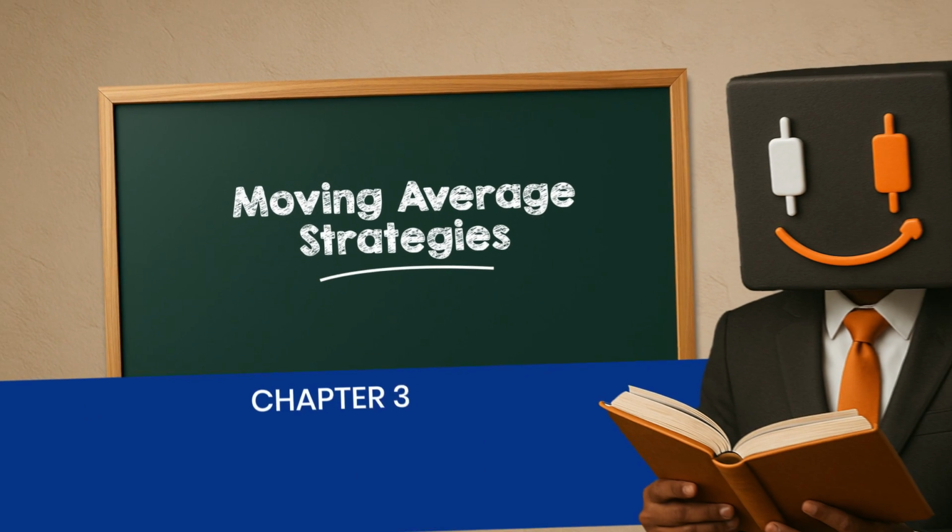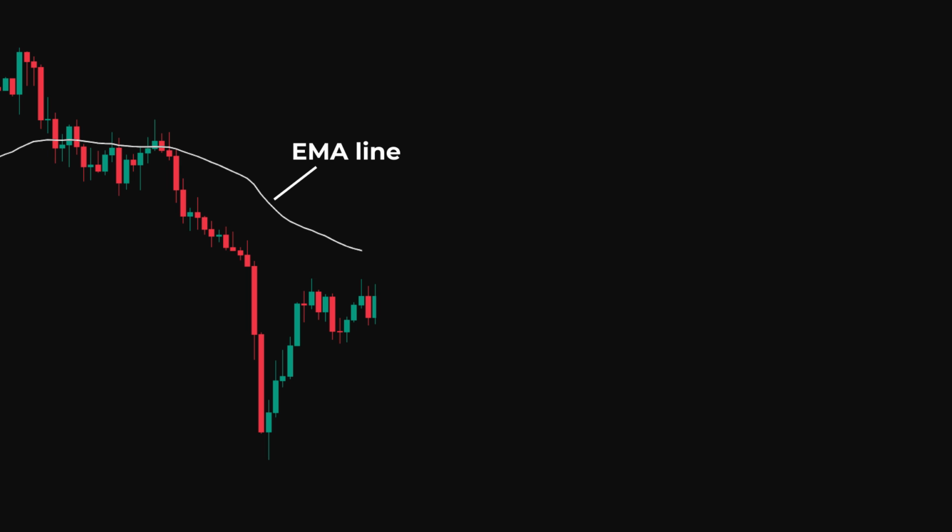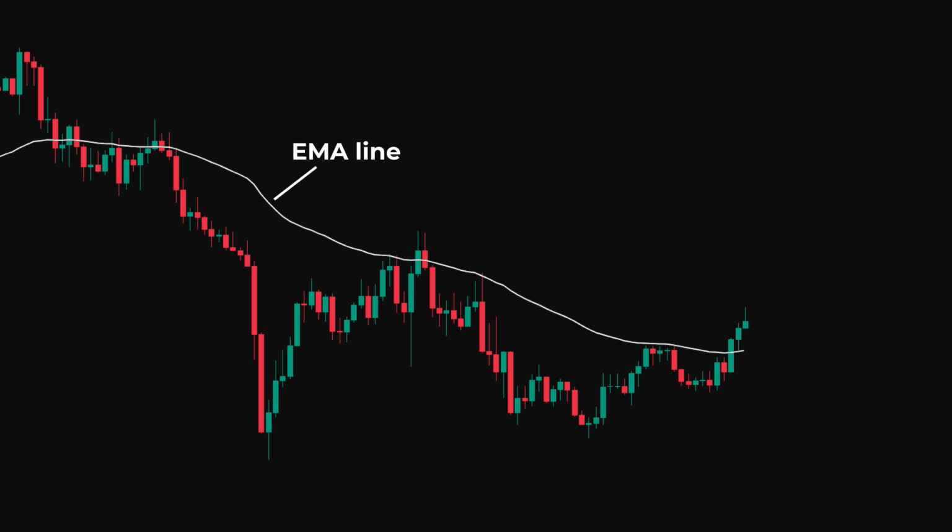The second strategy is to use moving averages as dynamic support and resistance levels, but instead of the simple moving average, we will use the exponential moving average. It's called dynamic because it's not like the traditional horizontal support and resistance lines. They are constantly changing depending on recent price action.